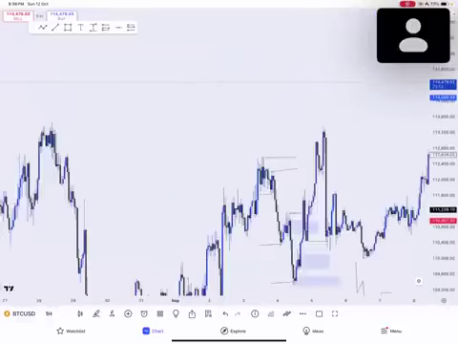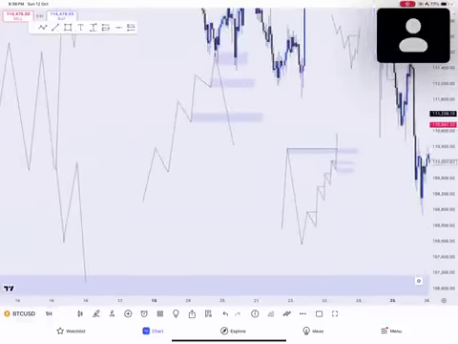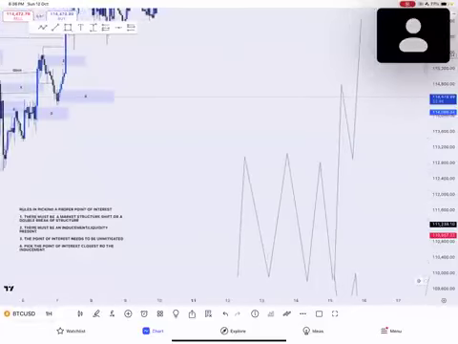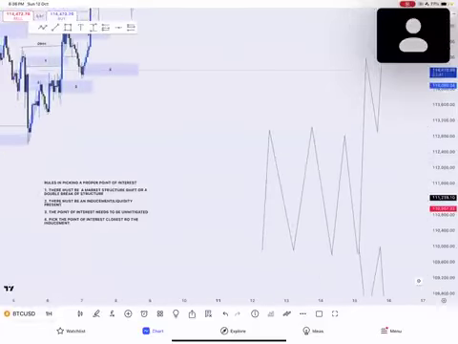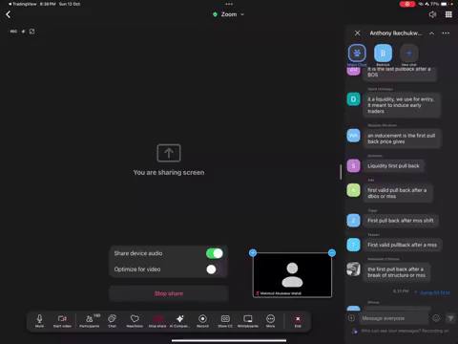So that is the first and second rule of picking a proper point of interest. The first rule says there must be presence of a market structure shift or a double break of structure. And the second rule says there must be an inducement or liquidity present. Hope you guys are following me. I'm trying to slow down because I talk fast.